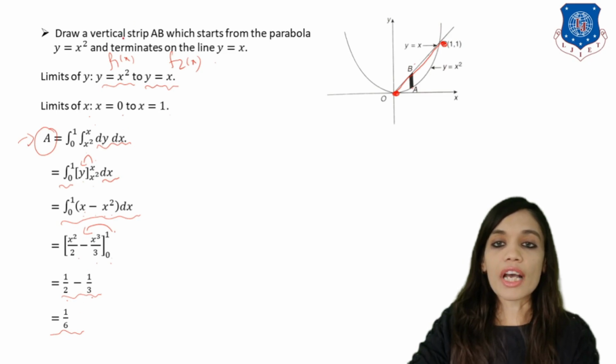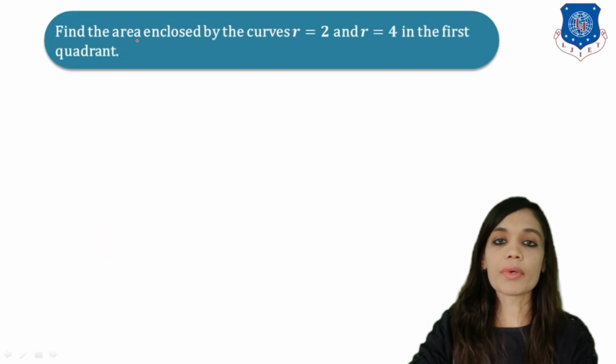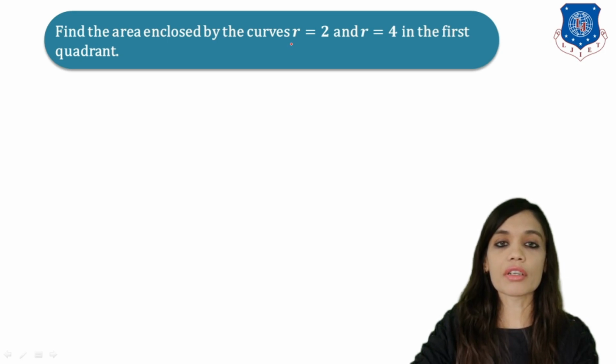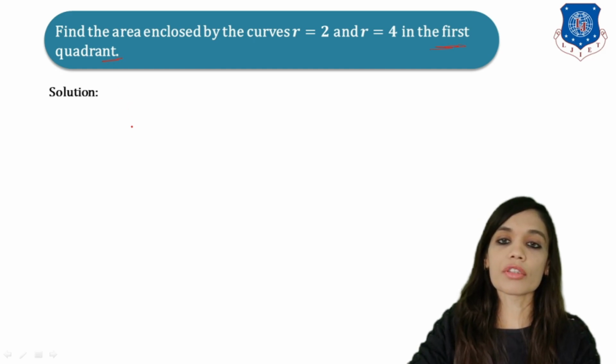Okay. So now let us solve one more example. Here we have to find the area enclosed between the curves r is equal to 2 and r is equal to 4 in the first quadrant. So here we are given two circles of radius 2 and 4 and we have to find the area between these two circles only in the first quadrant, right? So let us start with the solution.